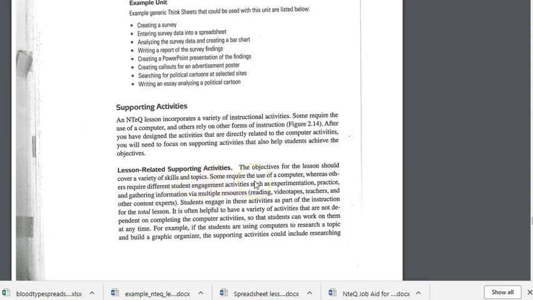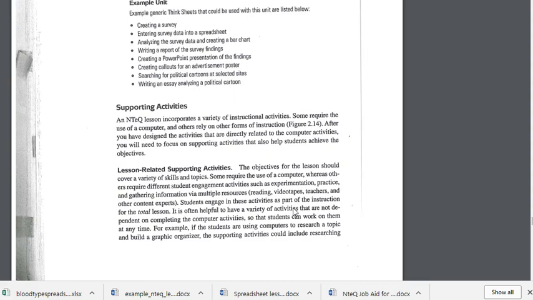Some require the use of a computer, others require different student engagement activities such as experimentation, practice, gathering information via multiple resources. Students should engage in the activities as part of the instruction for the total lesson. It's often helpful to have a variety of activities that are not dependent on completing just the computer activities, so the students can be working on them at any time.